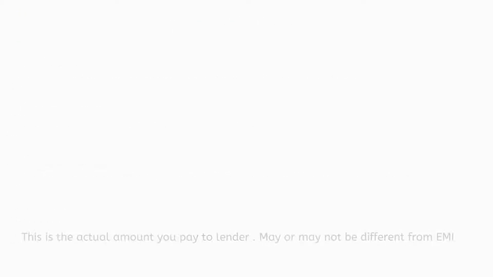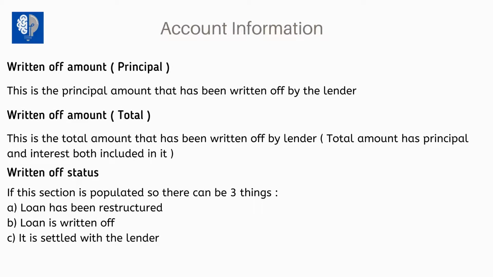Now moving on, these are some of the fields. Next is written off amount. Suppose there's a dispute and the lender has waived off or written off any principal amount, so that amount will be listed here. Whenever you pay back a loan, there's a principal amount and an interest amount. In written off amount principal, only principal will come. In written off amount total, principal and interest both come. This is the only difference between these two fields.